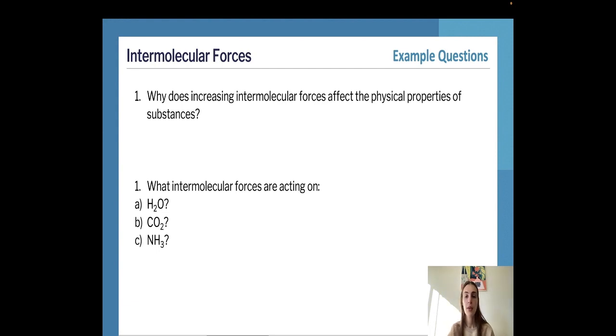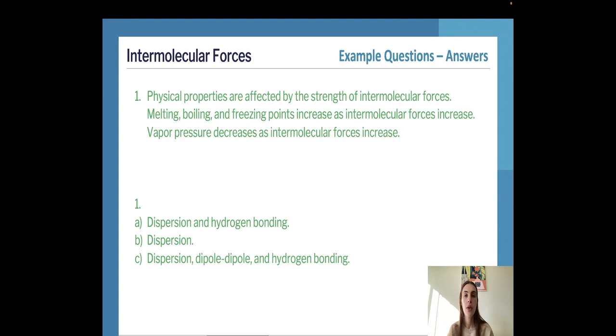Okay, so we'll now go on to the answers. With our first one, we can see that physical properties are going to be affected by the strength of intermolecular forces. And so melting, boiling, and freezing points are going to increase as the intermolecular forces increase, whilst vapor pressure is going to decrease as the intermolecular forces increase.